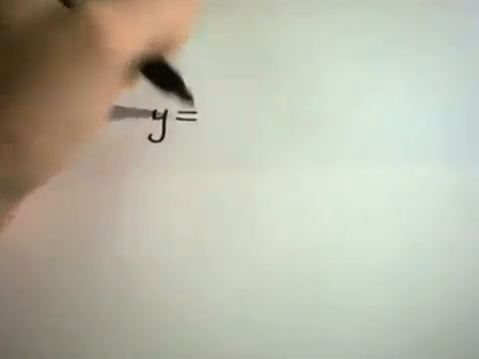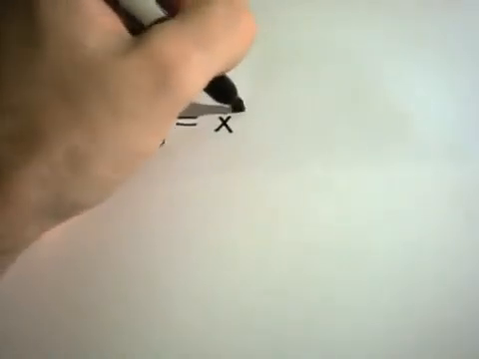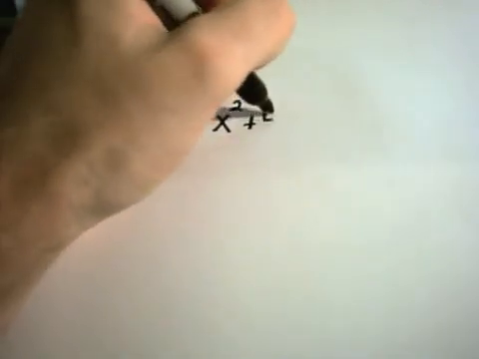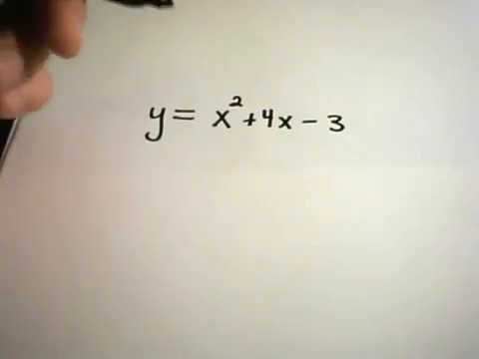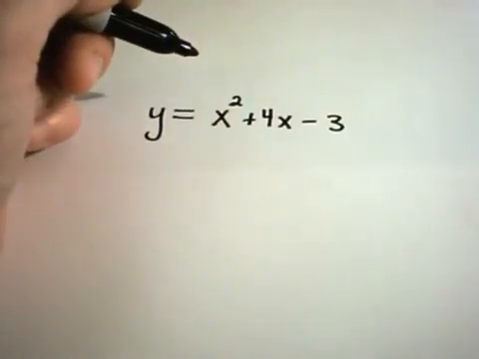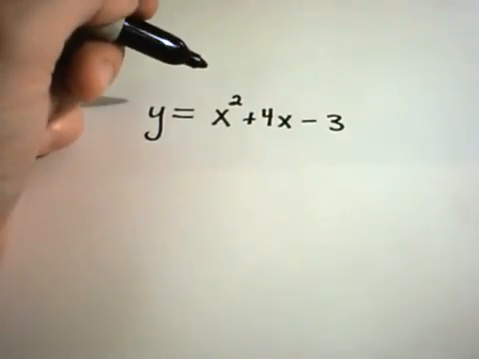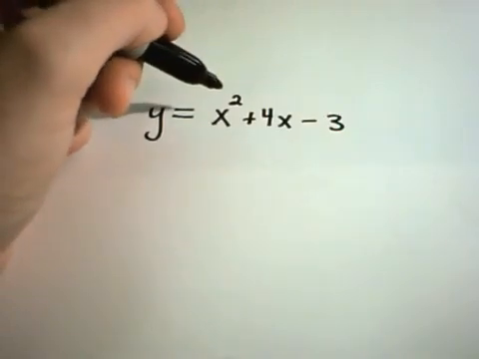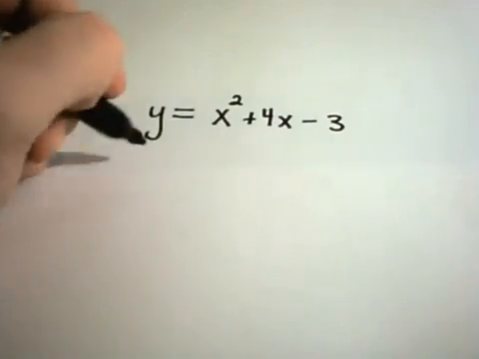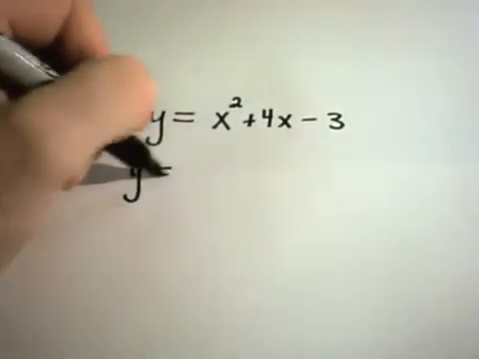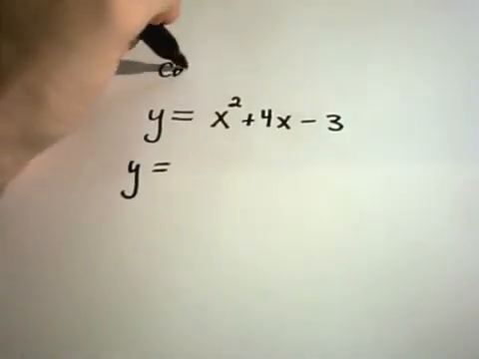So suppose we're given this quadratic equation, y equals x squared plus 4x minus 3. And we want to put this into vertex form. Okay, so it's definitely a quadratic equation, but it's certainly not in vertex form. So the trick is for completing the square. So completing the square.